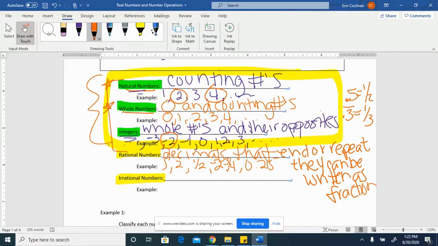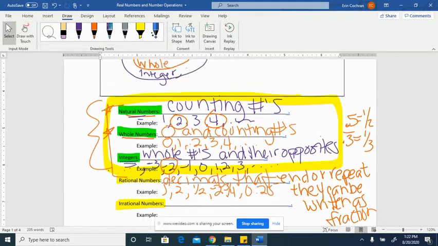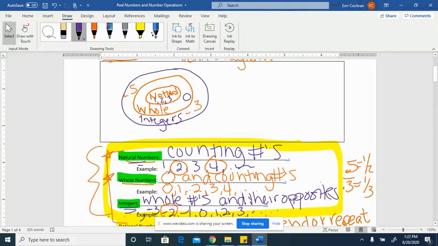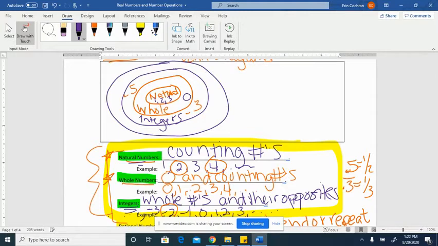0.6 repeating, things like that. So again, we said natural, whole, and integers are rational numbers. So if I look at my Venn diagram, I'm going to put rational numbers on the outside because every natural, whole, and integer is rational. But we do have numbers that aren't natural, whole, or integers, that are rational, such as 1/2, negative 2/3, things like that.